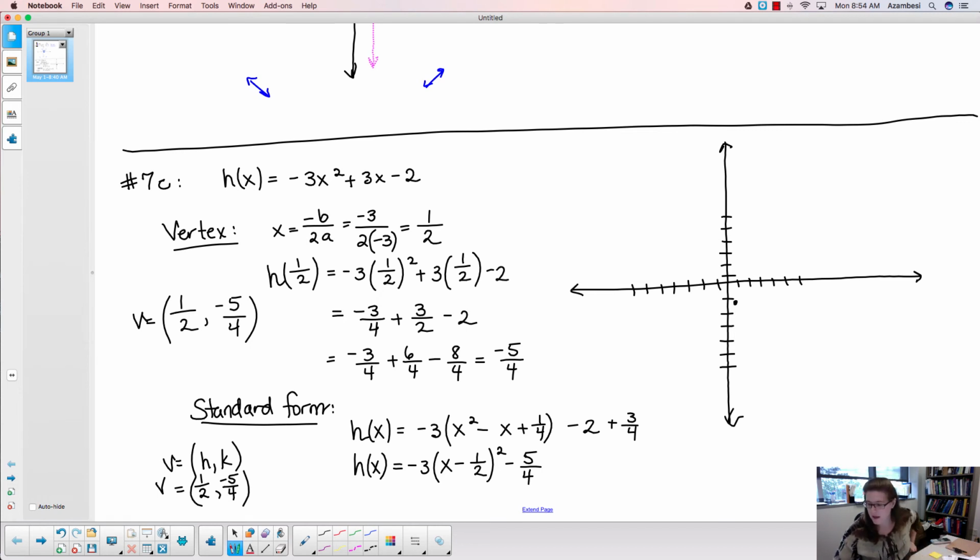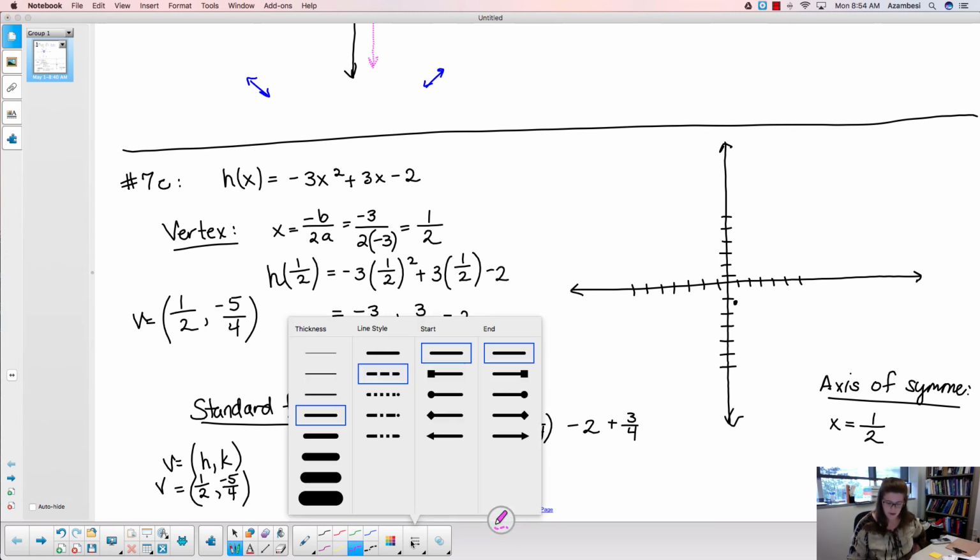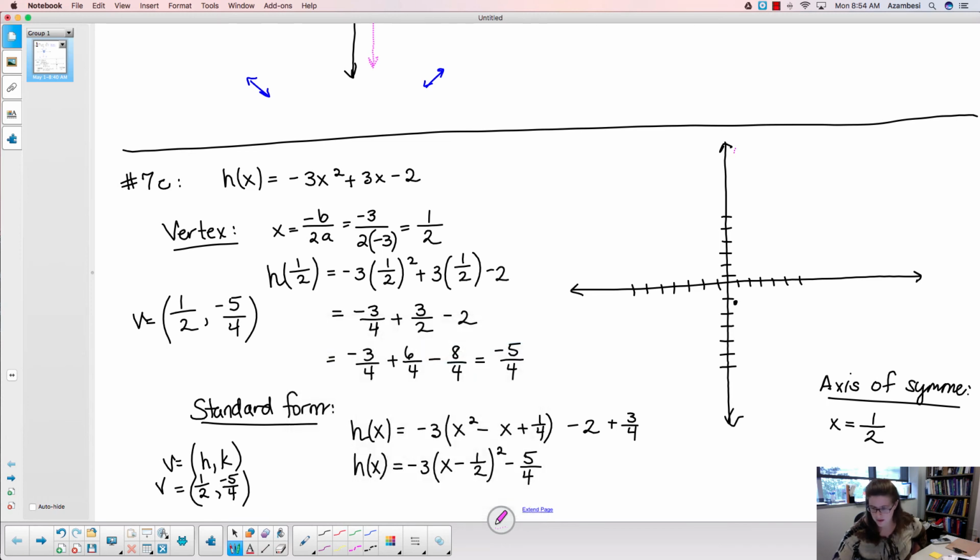Other things that we need are the axis of symmetry. Once you've completed the vertex, you get this one for free, so it's x is equal to the x coordinate of the vertex, or x is equal to 1/2. Axis of symmetry, remember, is the line that if you were to fold your parabola on, it's symmetric on both sides. So here is your axis of symmetry. x is equal to 1/2.